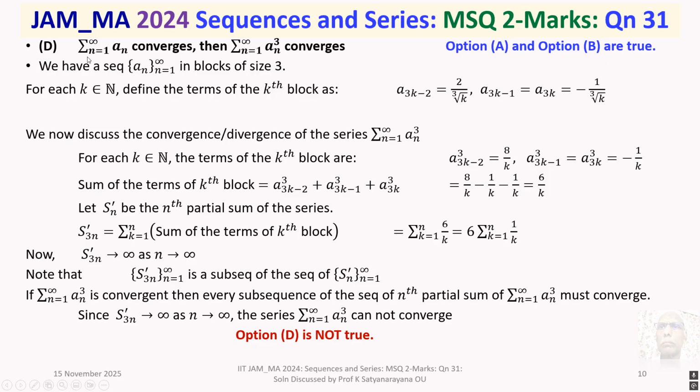Option D says that if sigma a_n converges, then sigma a_n cubed converges, which is not true. So only options A and B are true. The answer to this question is options A and B. That is the detailed discussion of the solution of this problem.